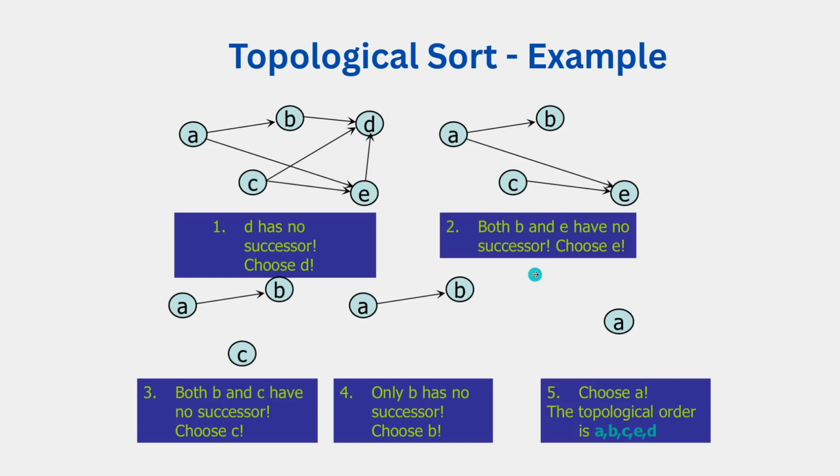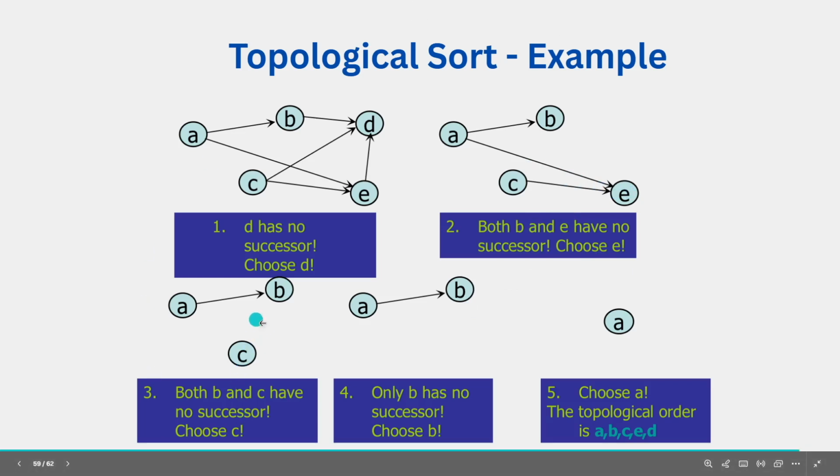Then we have to choose any other node for which there is no successor. We have two possibilities, B and E. For simplicity's sake, I have taken E as the next vertex with no successor, and then we will be removing the edges that are entering into E. So this would be the resultant graph.